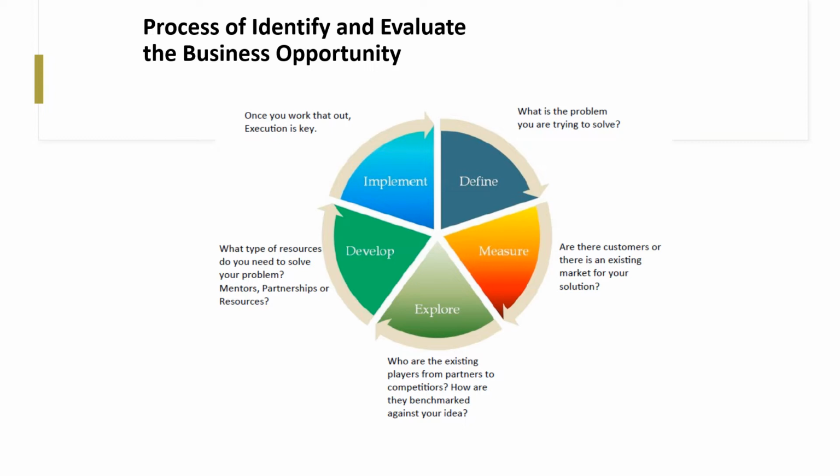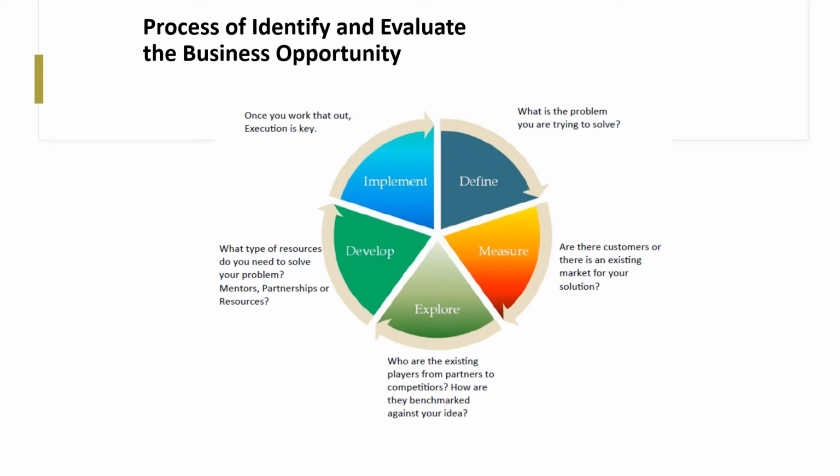And then the last is implement. Once you work that out, execution is key. Identify, first you know the problem, you know the potential buyers, you know the potential customer, the person that you want to solve the problem, and then you are identifying the competitors that you have, and then try to figure out what is the uniqueness of the competitors in the market, and then what kind of resources that you can have.